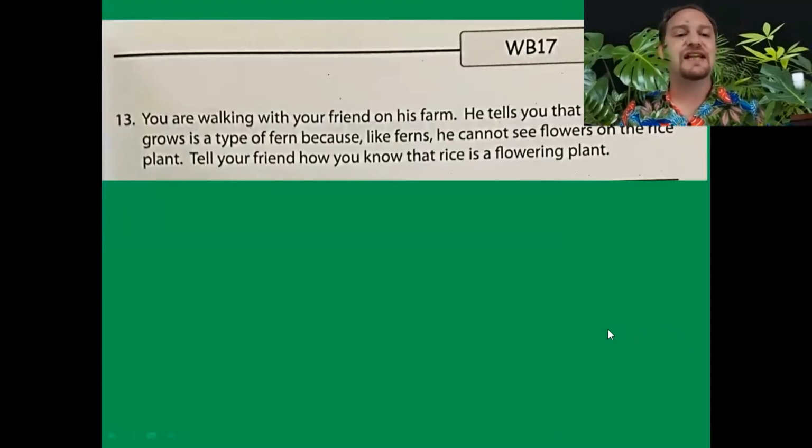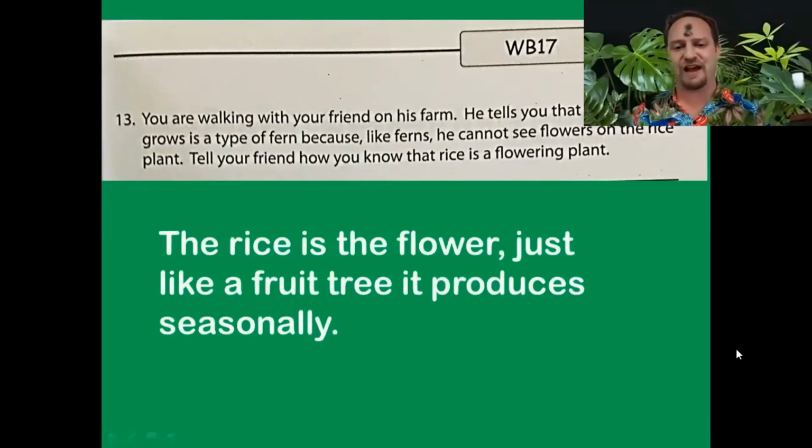Page 17, question 13. It says, you are walking with your friend on his farm. He tells you that the rice he grows is a type of fern because, like a fern, he cannot see any flowers on the rice plant. Tell your friend how you know that rice is a flowering plant. Well, I would respond to your friend like this. I would say the rice is the flower. Just like a fruit tree, it produces seasonally. Okay.